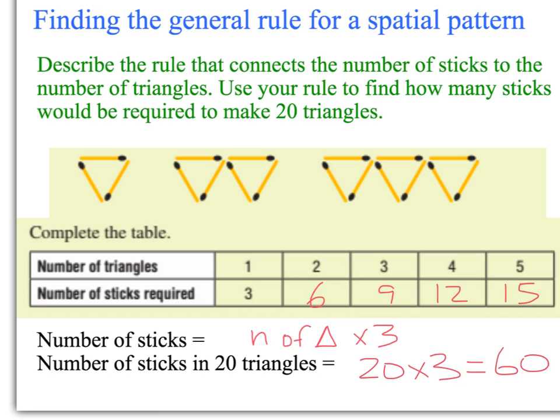Okay, we're going to do some more examples. These are quite basic examples. We're going to just do a bit more complex ones in class as well.